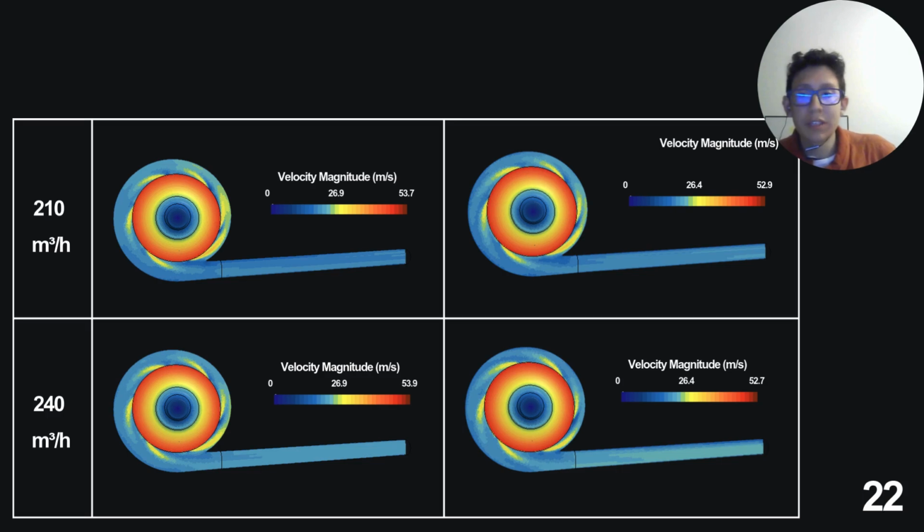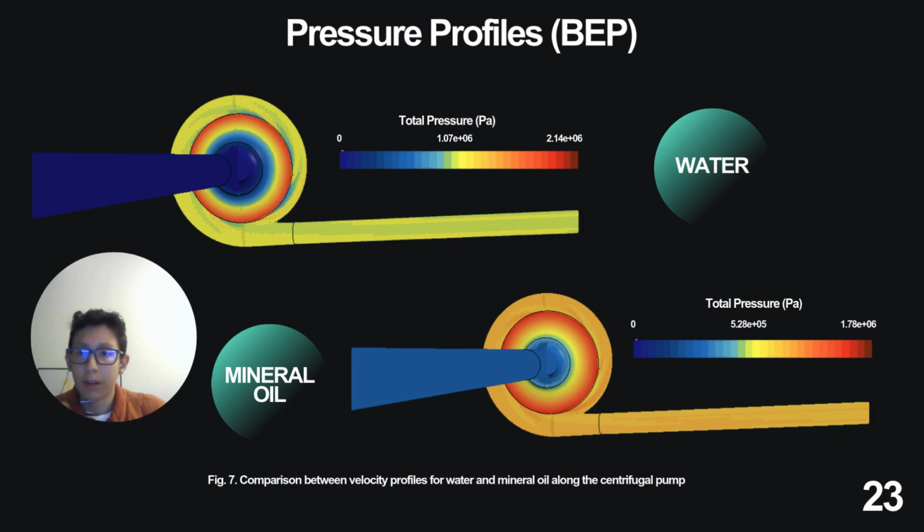And eventually, when reaching the best efficiency point, one can see that the magnitude of the velocity increases, and this suggests in real-world applications the possibility of facing, for example, higher friction losses and even higher risk of cavitation in high-speed zones. On the other hand, these pressure profiles suggest that more pressure is required to move mineral oil than water throughout the pump in order to keep the desired flow rate. This is physically consistent since oil is more viscous than water and therefore it offers a greater opposition to the movement.